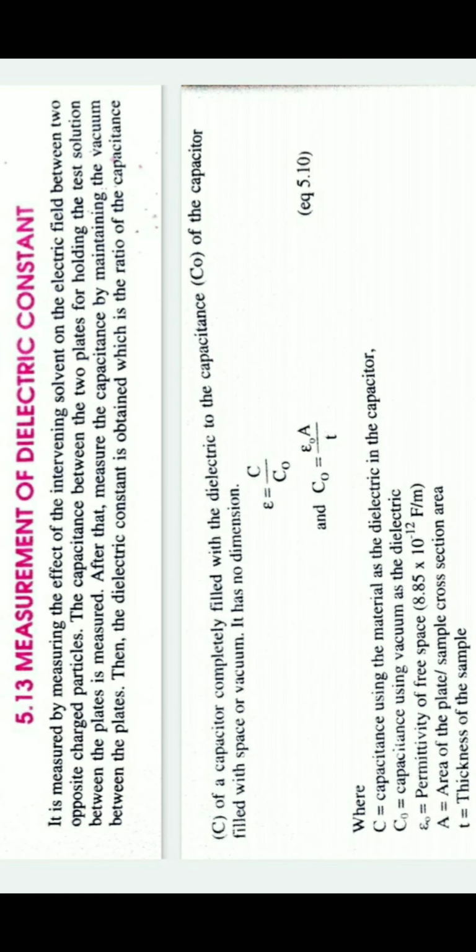Now, the measurement of dielectric constant. It is measured by the effect of the intervening solvent on the electric field between two oppositely charged particles. The capacitance between two plates holding the test solution between them is measured. We put the test solution between the two plates, and the plates have some capacity to hold the sample. This capacitance is measured in this measurement of the dielectric constant.